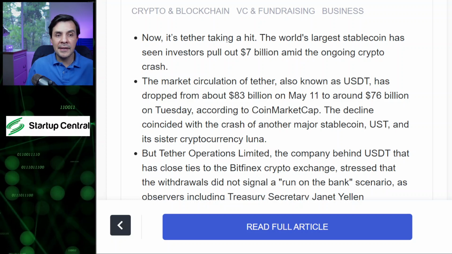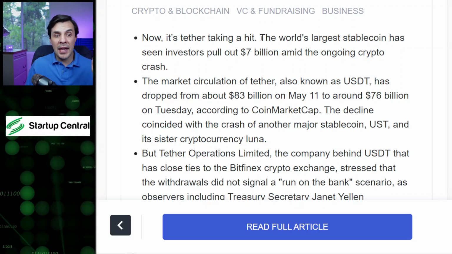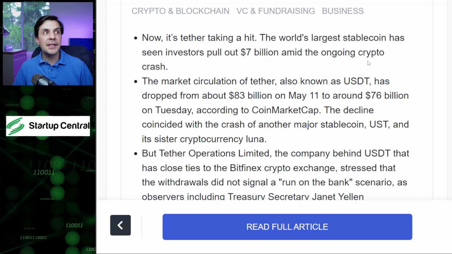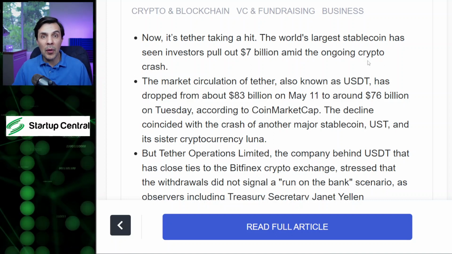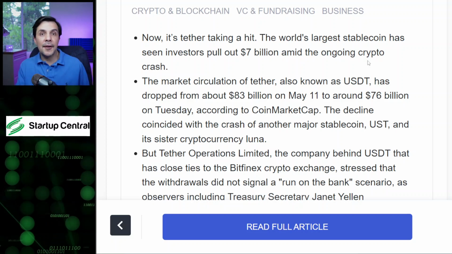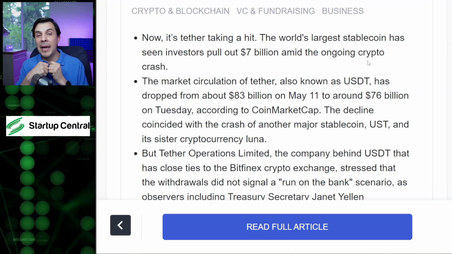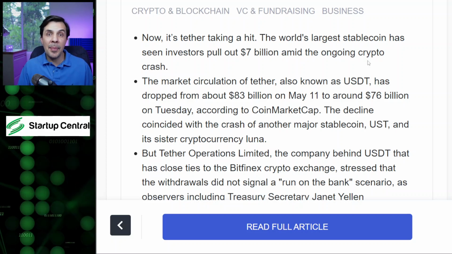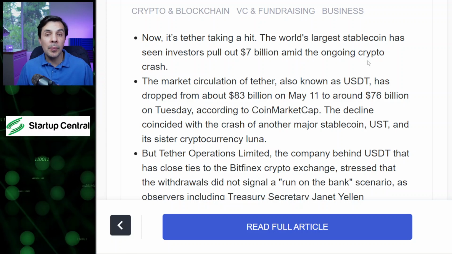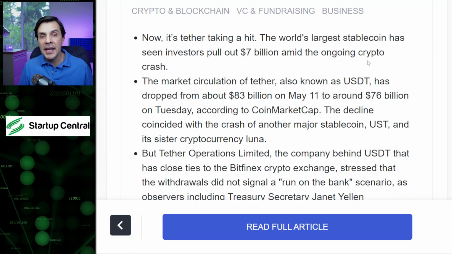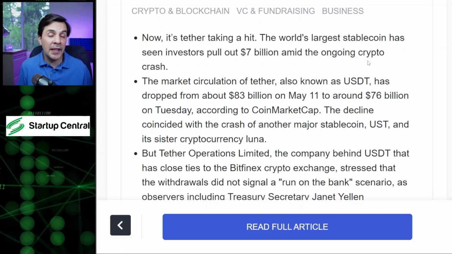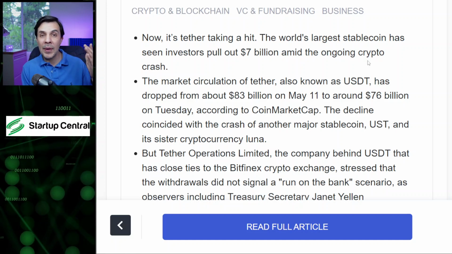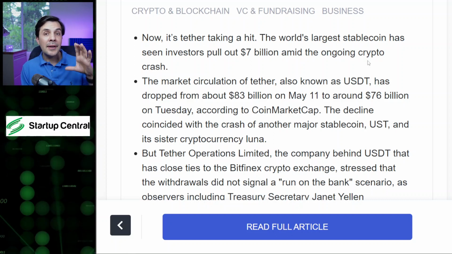The piece of news tells us that Tether is now taking a hit. It used to be UST, now that's done for, and now it's Tether. The world's largest stablecoin has seen investors pull out $7 billion amid the ongoing crypto crash. So this is, in other words, a bank run. A lot of banks go broke when there's a bank run, when a lot of people go to the bank and tell the bank teller, I want my savings back in cash, and I'm going to take them and put them under the mattress in my house, or wherever you want to store them. And then sometimes banks do not have enough cash to pay everyone who is going to the bank and requesting their money back. So this is when banks go broke and everyone else who didn't claim their money will lose the money. So supposedly, USDT has around 65% of the US dollars they represent in the blockchain covered by real cash, like hard cash.